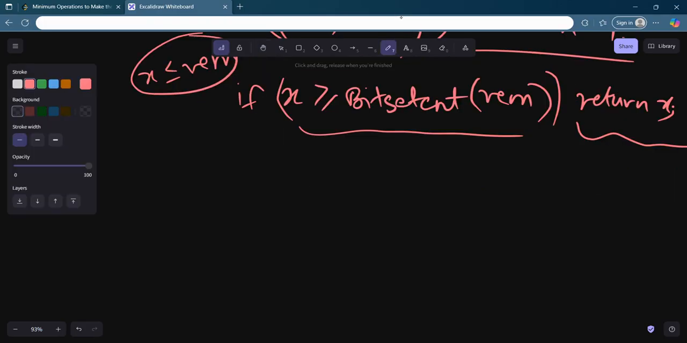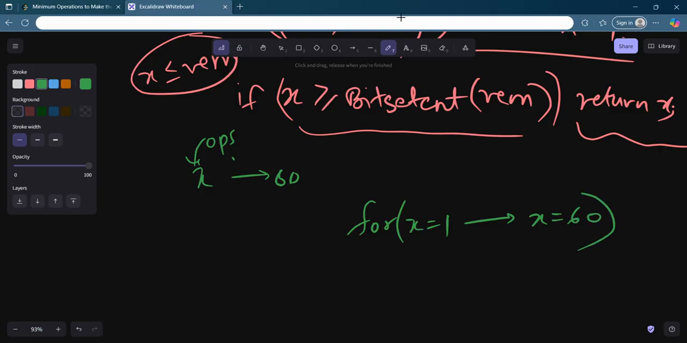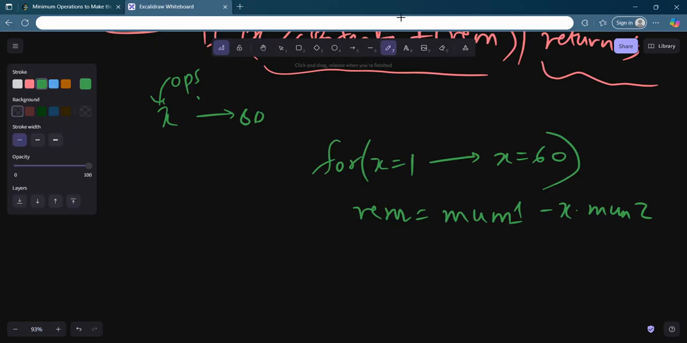So the problem actually becomes very easy. The first thing which we concluded is that x can be up to 60, right? So this is the number of operations, can be up to 60. So you can use a simple for loop. Go from x equal to 1 to x equal to 60. Now what you will do, you will calculate remaining. It is very easy to calculate. Num1 minus x times num2. Okay.